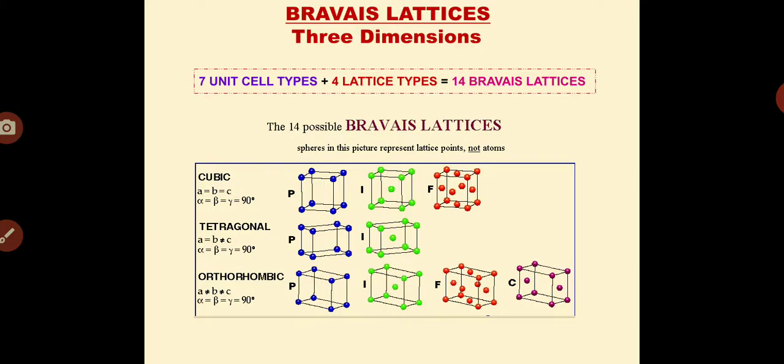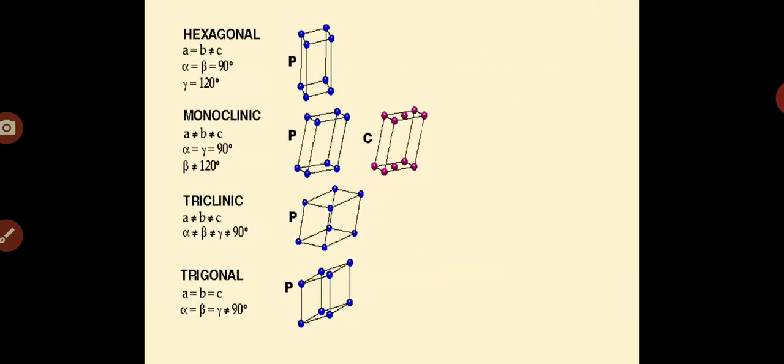In tetragonal type, 2 types of lattice centerings are possible. P stands for primitive and I for body centered. For orthorhombic, all the 4 types of lattice centerings are possible. See, primitive, body centered, face centered and C centered. In hexagonal, only primitive type lattice centering is possible.